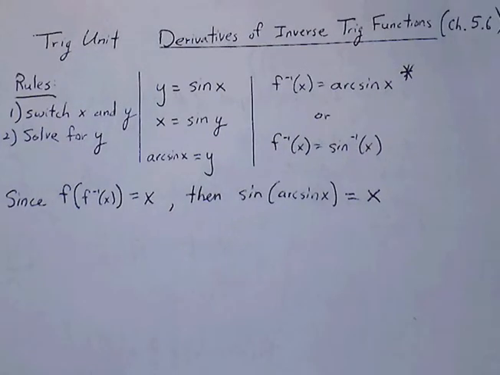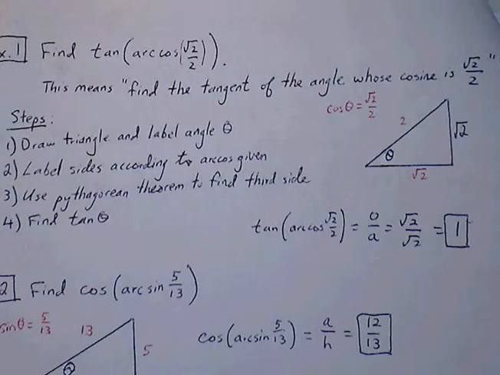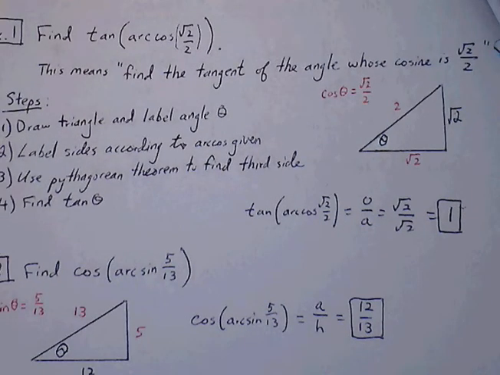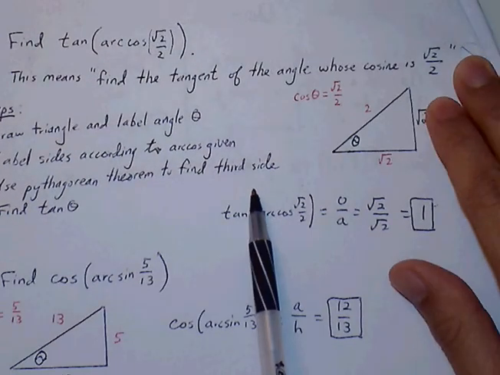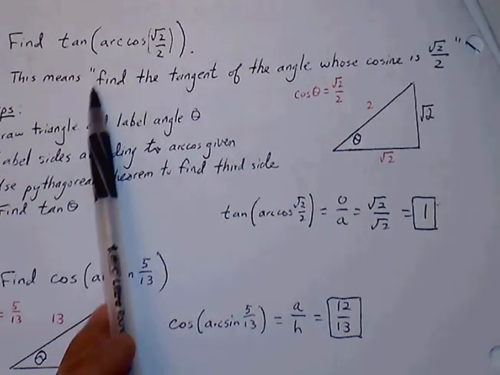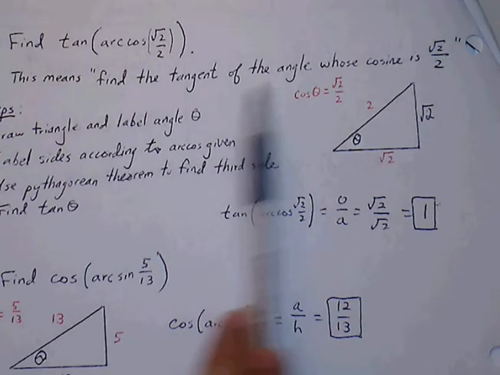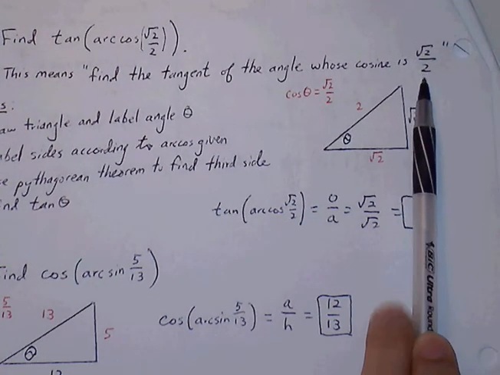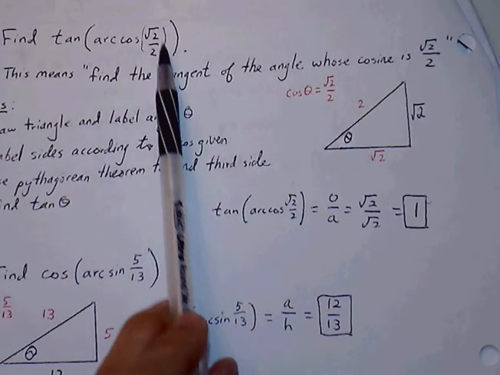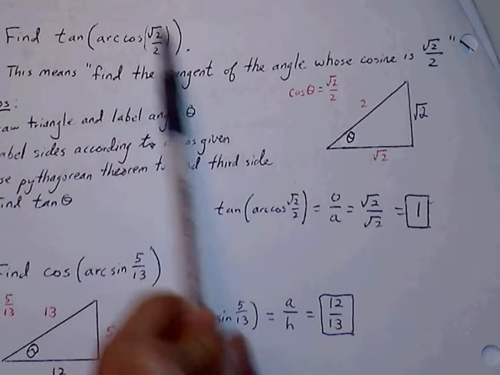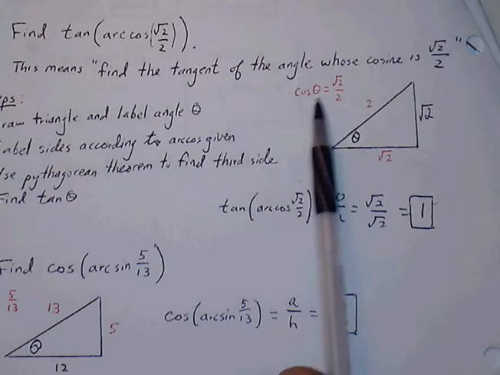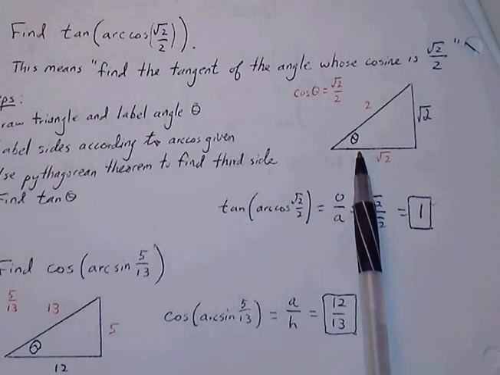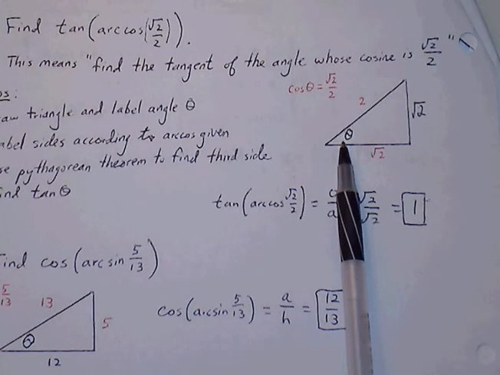Okay, let's look at some class examples. Example 1, find tangent of arcsecant of square root 2 over 2. Another way to think about this is finding the tangent of the angle whose cosine is root 2 over 2. First, we can focus on the triangle that's produced by arccosine of root 2 over 2. Arccosine root 2 over 2 is the same thing as saying cosine of theta is equal to root 2 over 2. So we can draw a triangle with that characteristic. Theta is the angle.